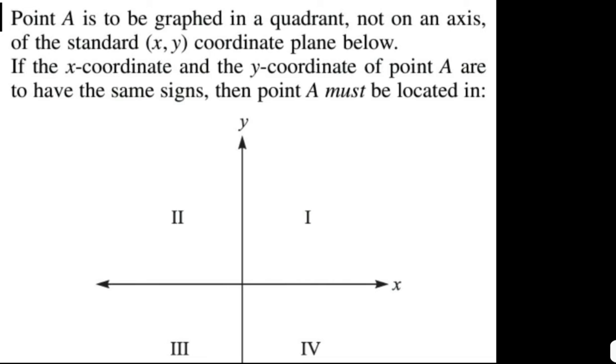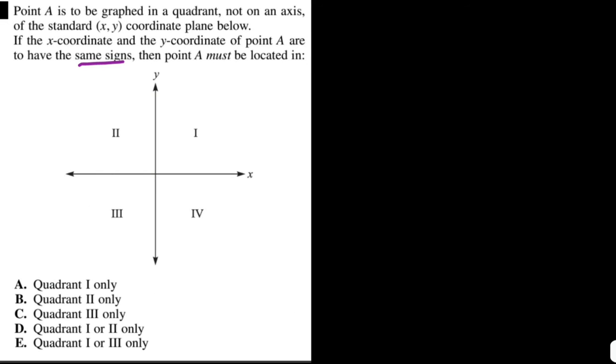Point A is to be graphed in a quadrant, not on an axis of the standard xy coordinate plane below. If the x coordinate and the y coordinate of point A are to have the same signs, then point A must be located in. So in here we are asked to find the quadrant where point A belongs to. And it says here, if the x coordinate and y coordinate of point A have the same signs.